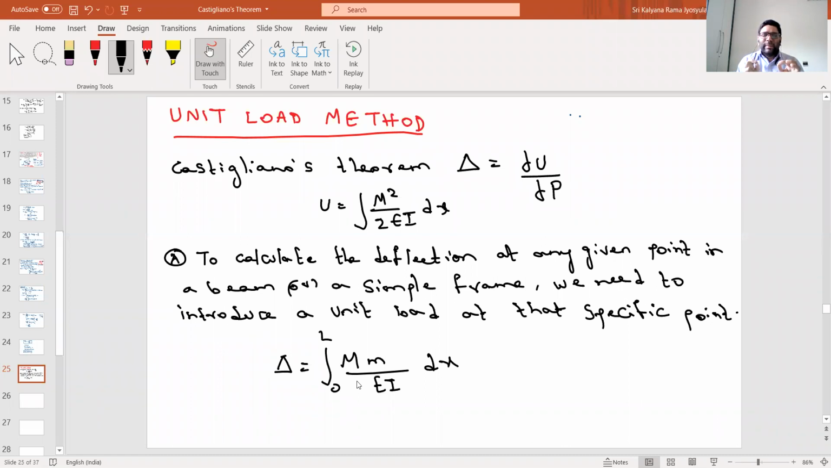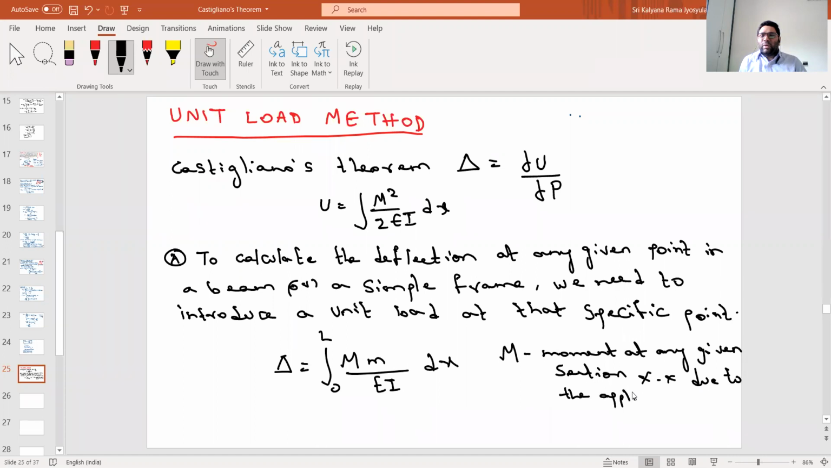The two steps are: cut any section of a given beam, calculate the moment at that section, and the problem is over. So what is capital M? Capital M is the moment at any given section XX due to the application of the external load, that means a UDL, point load, varying load, a couple, whatever the type of load might be.